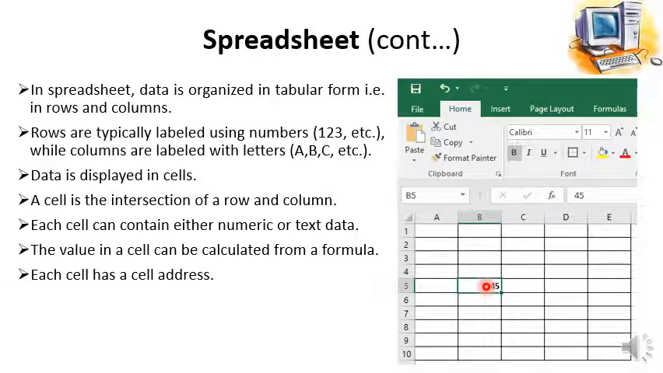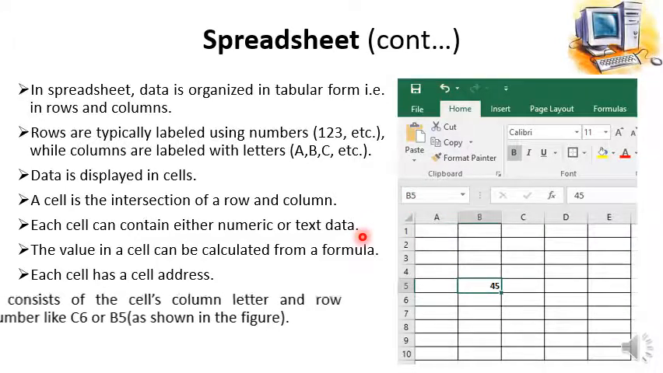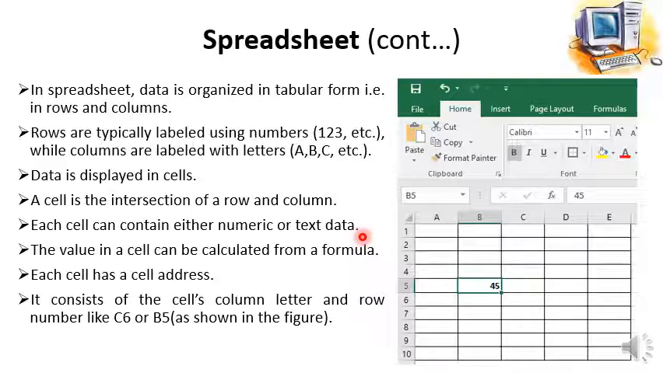Each cell has a cell address. As I told you, every cell has a specific address. When you click on that cell, the address will appear here. Just like this cell is selected, that is 45 is the value stored in this cell, and the address of this cell appears over here. It consists of the cell's column letter, like B, and row number, which is 5 in this case, like C6 or B5 as shown in the figure.